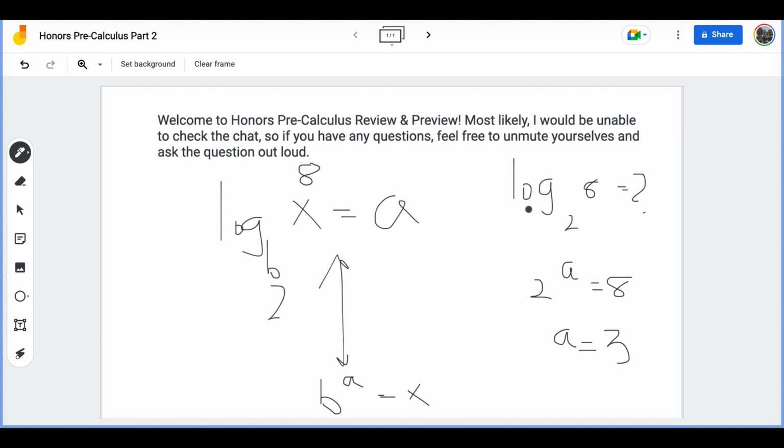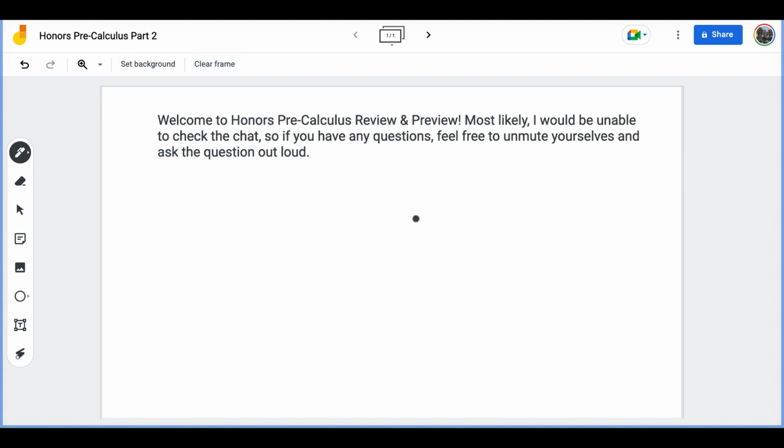Log base 2 of 8 is 3. Now, how would we graph a logarithmic function? Just as you would graph an inverse function. One thing we didn't mention last time is that to graph an inverse function, you basically reflect the original function over the line y equals x.